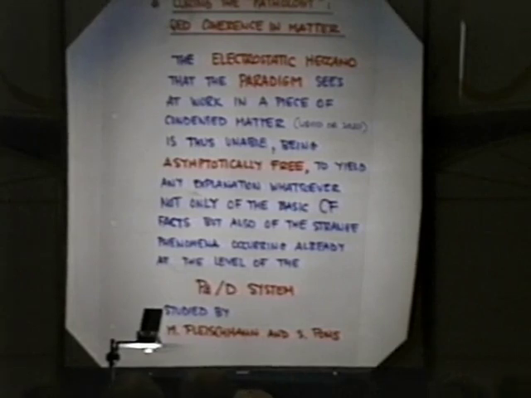So the point is that the electrostatic mechanism is unable to yield any explanation of cold fusion because it is asymptotically free. So there's no way of really squaring up within the electrostatic mechanism to the PDD system that has been first studied by Fleischmann and Pons.